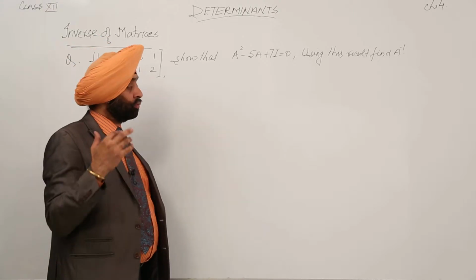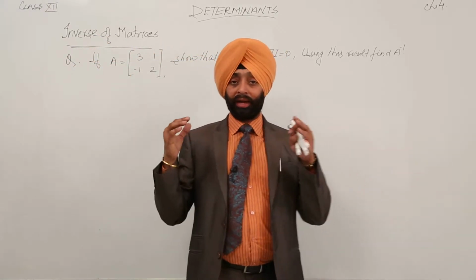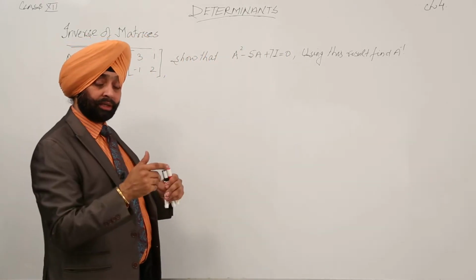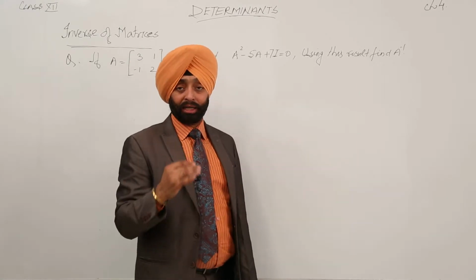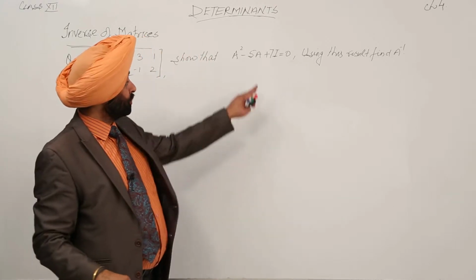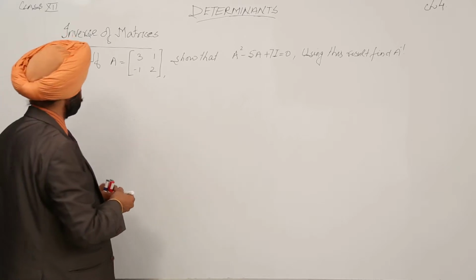Remember, if this question is in your exam and you first prove this part and then again start to find determinants, minors and cofactors, then marks for the second part will not be given unless you use this concept. Okay, so now let's start.